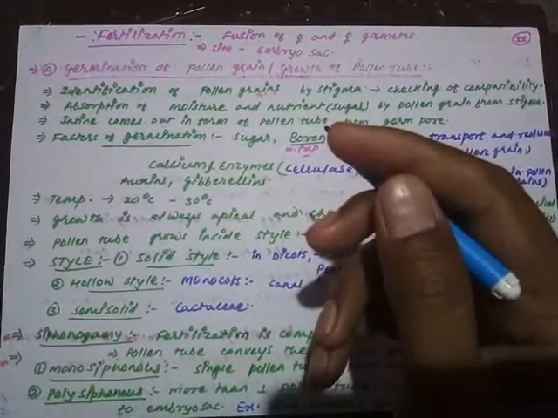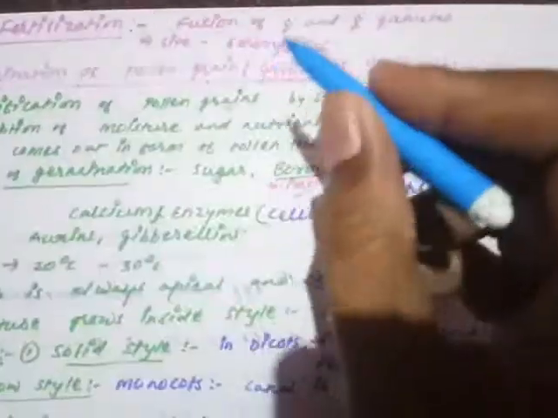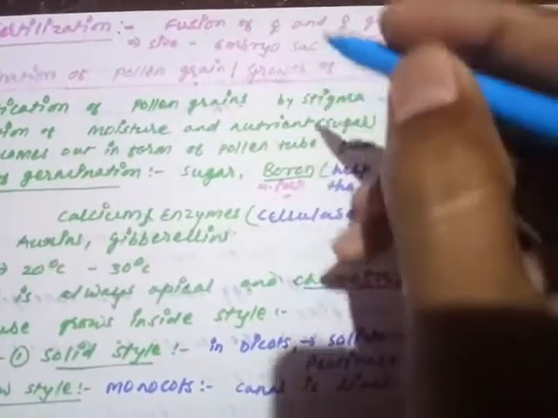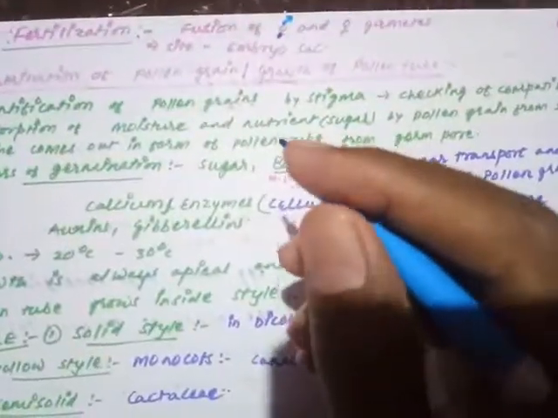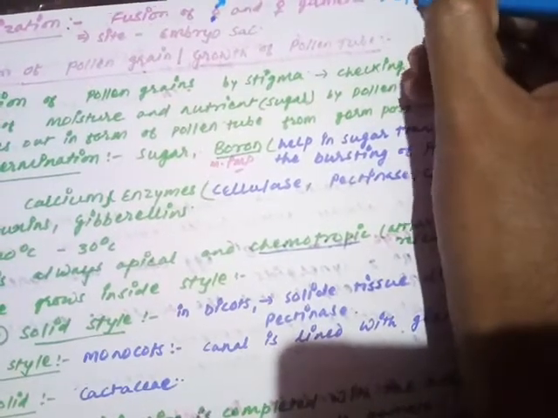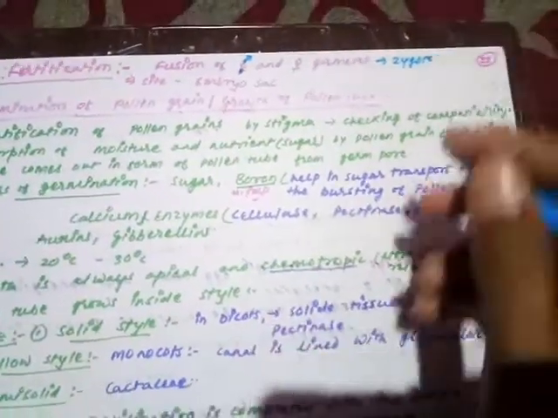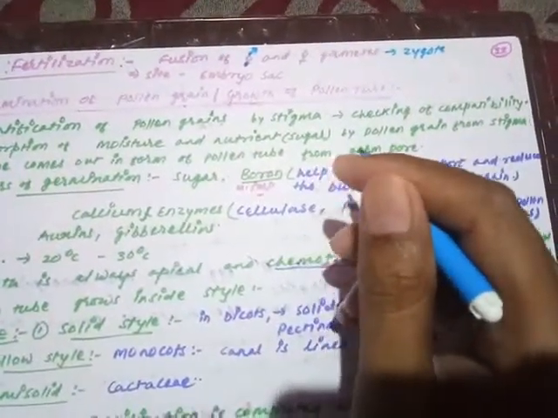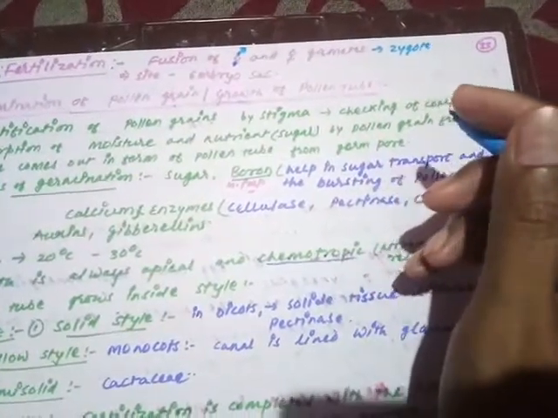I'm going to begin with a very small, very easy concept you know very well. In the previous chapter we saw what fertilization means. Fertilization is the fusion of the male and female gamete. After fusion of the male and female gamete, what will happen? They will produce a diploid structure. That diploid structure is called the zygote. So zygote is always diploid.